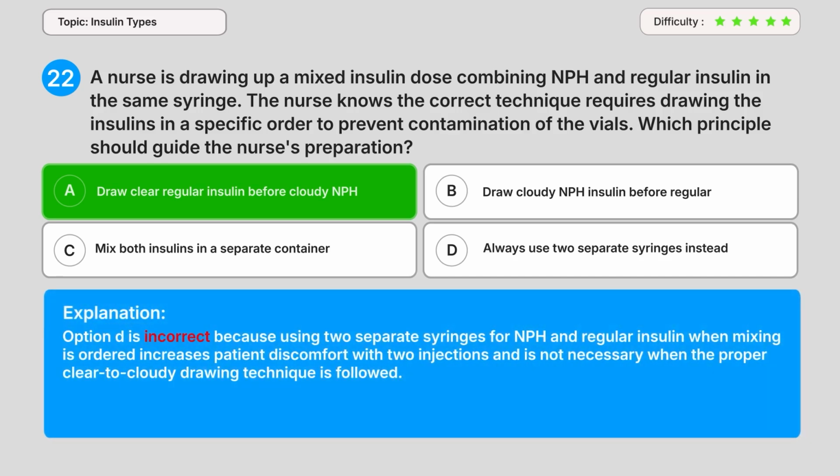Option D is incorrect because using 2 separate syringes for NPH and regular insulin when mixing is ordered increases patient discomfort with 2 injections and is not necessary when the proper clear to cloudy drawing technique is followed.